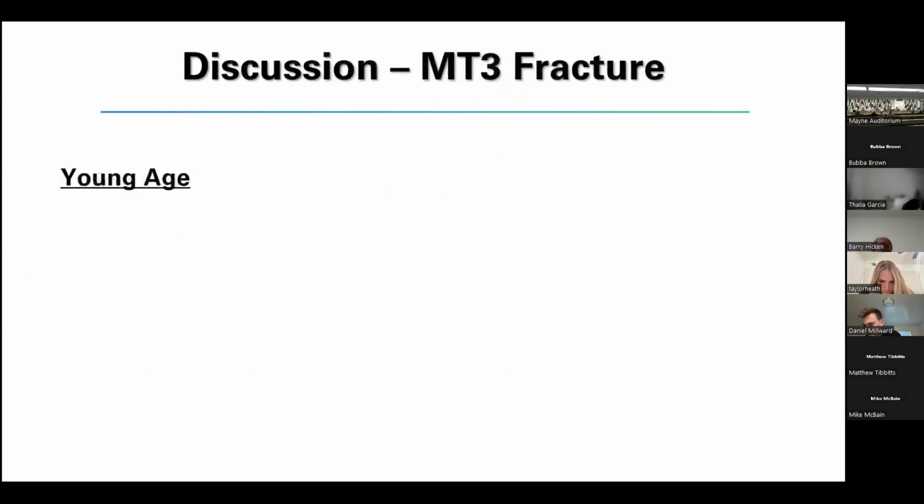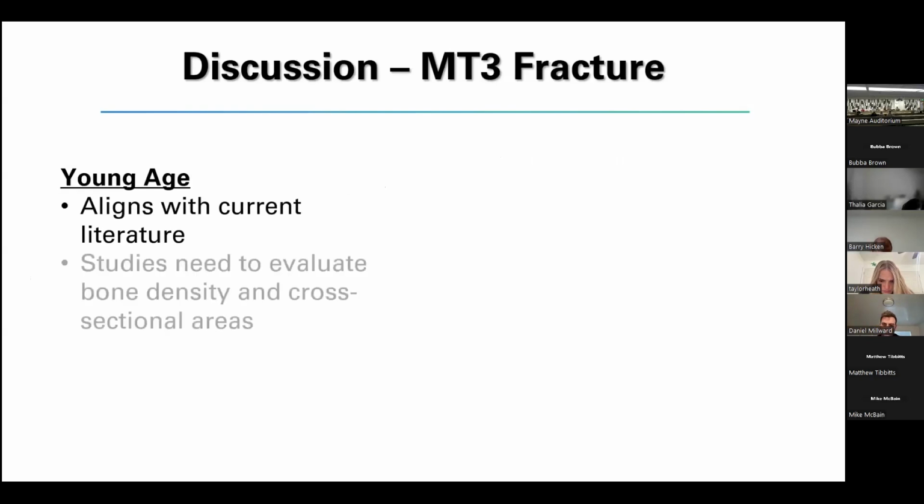Now, going on to the more confusing one for the third metatarsal, young age was considered a risk factor, which apparently aligns with current literature. And they basically said, we're not entirely sure. Somebody else needs to do a study that evaluates bone density and cross-sectional areas.